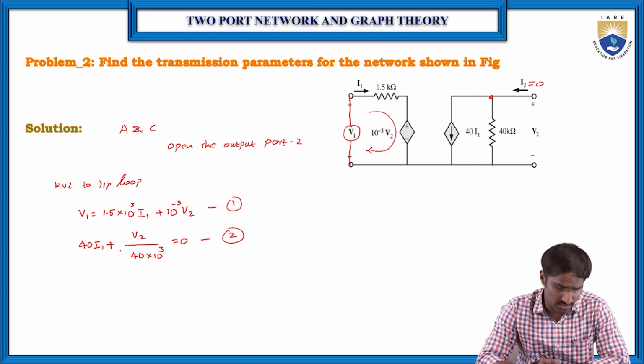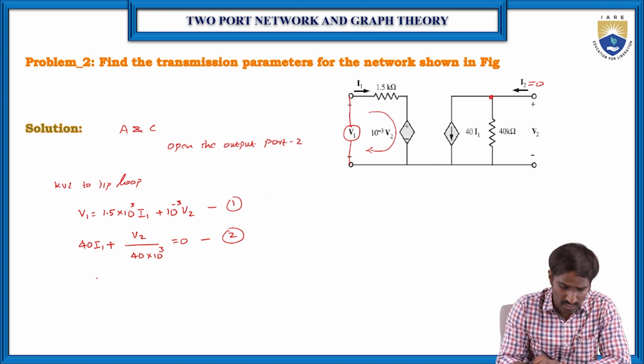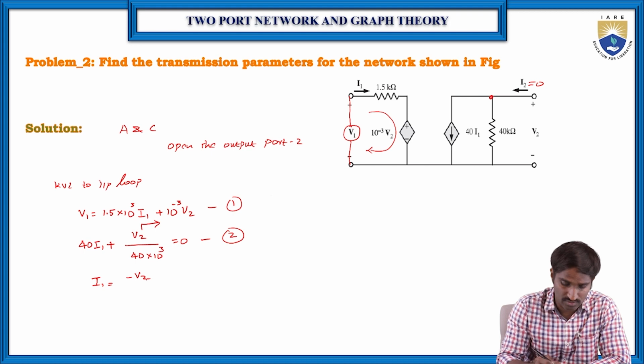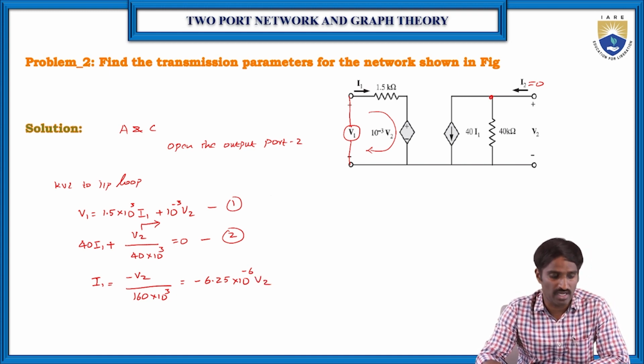From this equation, we can find the I1 value. So I1 from equation number 2 is equal to minus V2, because we are sending this to the right hand side, minus V2 by 40 into 40, here it is 160, so 160 into 10 to the power of 3, which is equal to minus 6.25 into 10 to the power of minus 6 V2. So this is the value of I1.